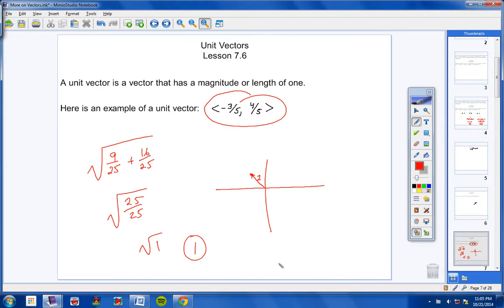So students, it should be pretty easy to see how or when we have a unit vector, okay? A unit vector is just simply when we have a vector that has a length of 1, okay?